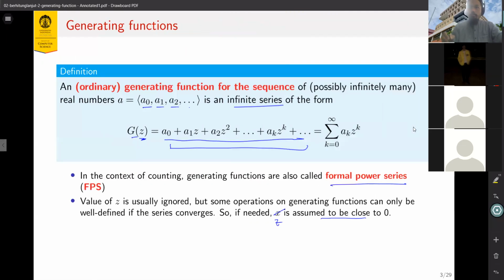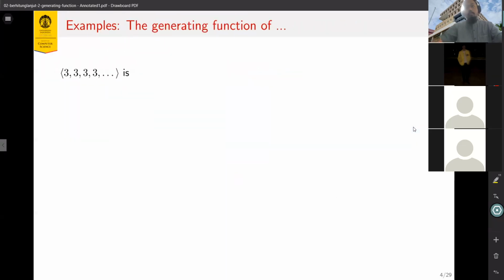Look at this. If the sequence is A0, A1, A2, and so on, then the generating function is A0 plus A1Z plus A2Z squared, and so on, right? So that means the generating function of this sequence is this. I use X in this case, but it doesn't matter, X or Z, right?